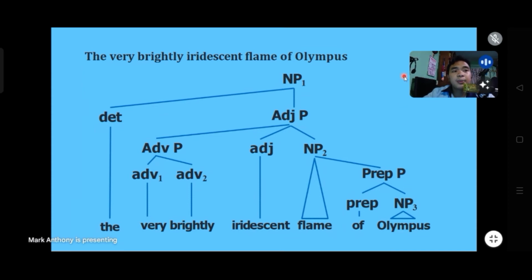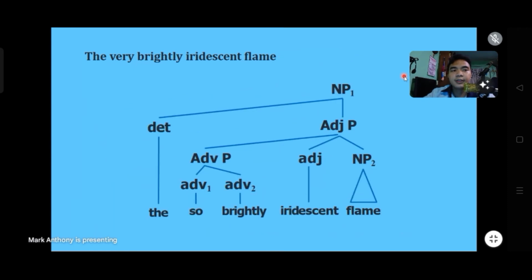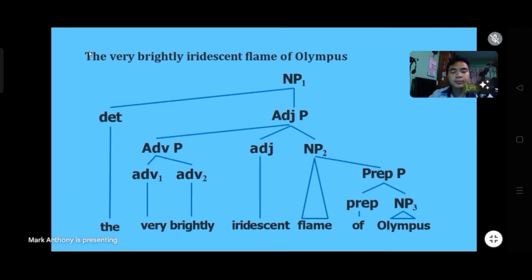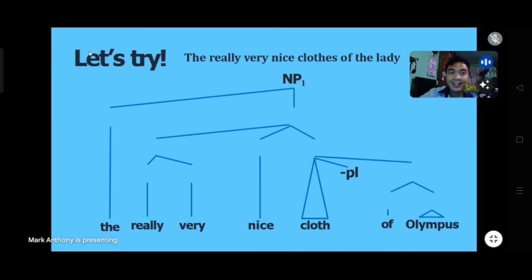Now, try to remember the structural rule of the adjective phrase. Let's try to go back. Wait for a while. But before that, let's try to create a phrase structure tree using this sample sentence.